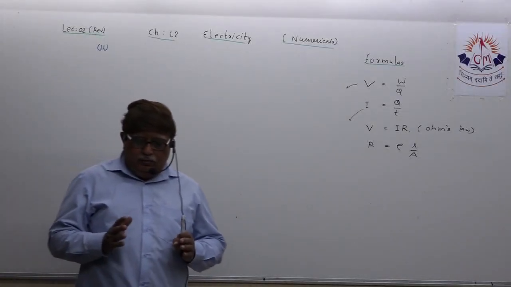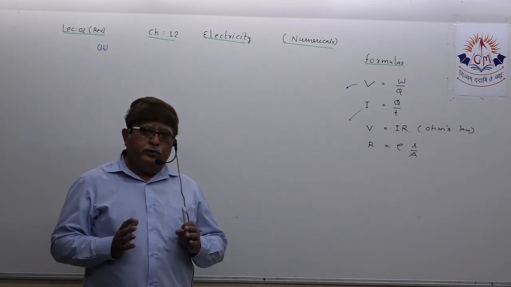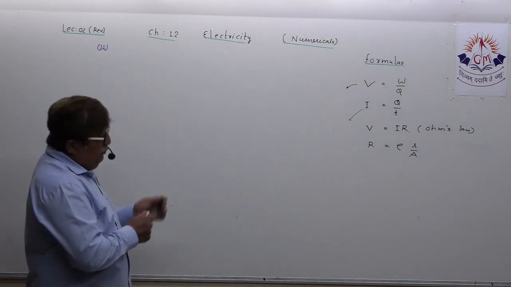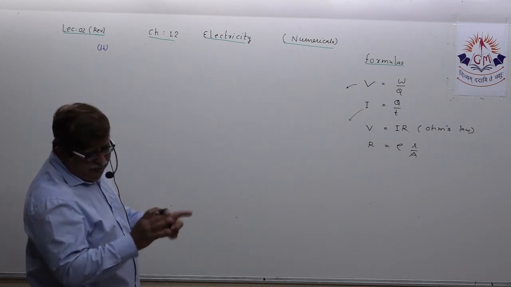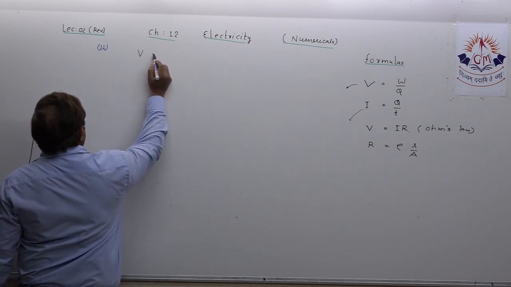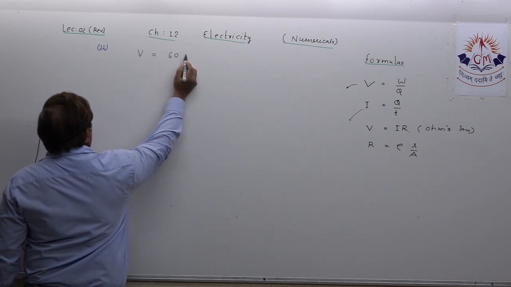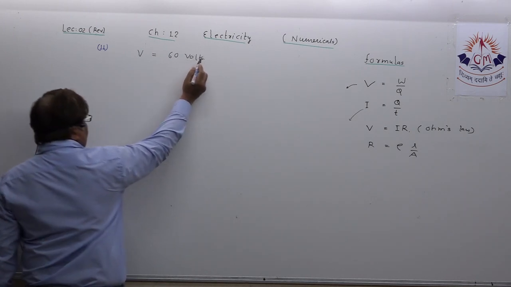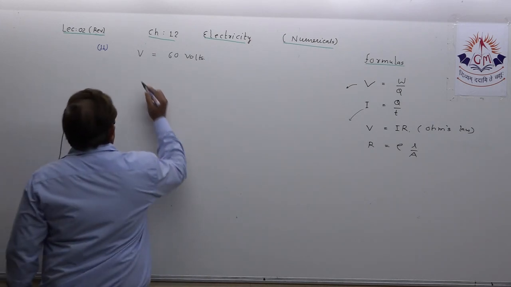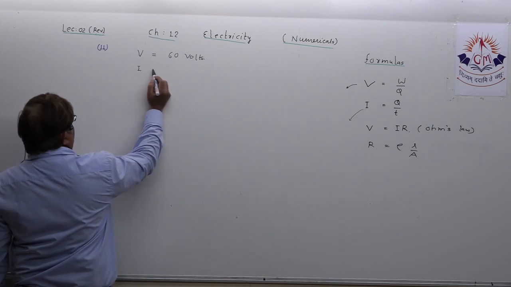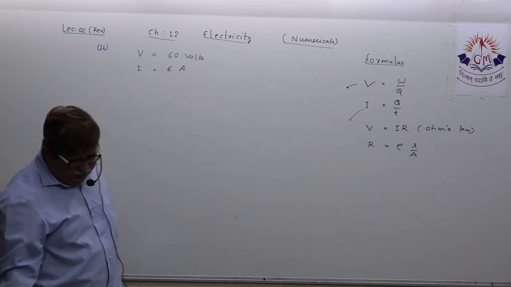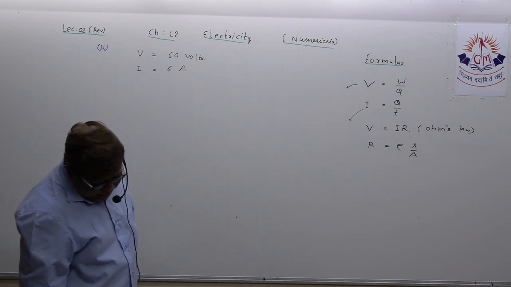We are going to solve this particular numerical in two phases. How? See the first one. In the heater between the two electrodes, what is the potential difference given? V of 60 volt has been given. Okay. At the same time, you are also given the amount of current it is already drawing from the source, 6 ampere. Or sorry, 4 ampere.